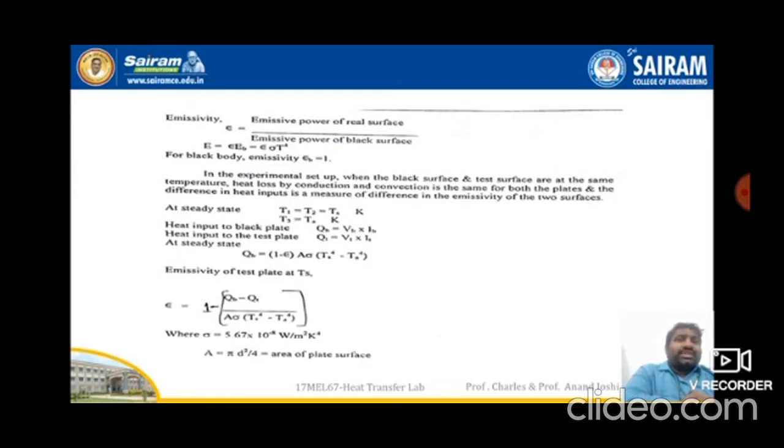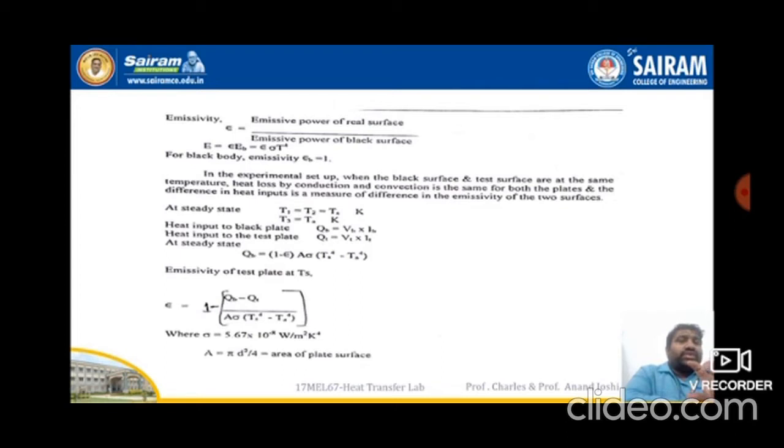In the experimental setup, when the black surface and the test surface are at the same temperature, the heat loss by conduction and convection is the same for both plates. Hence it is neglected, and we consider only thermal radiation. At steady state, T1 is equal to T2 is equal to Ts, and T3 is equal to Ta, in Kelvin. The heat input to the black plate is QB equal to VB into IB, and the heat input to the test plate is QS equal to VS into IS. These are all controlled by the thermostat.